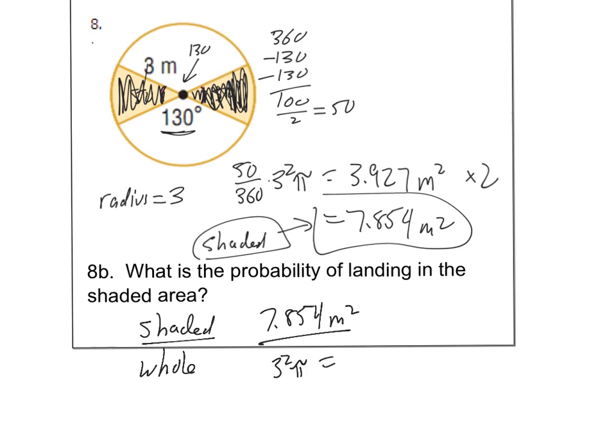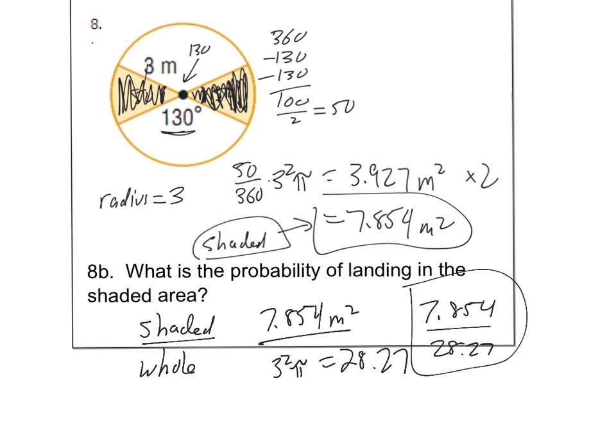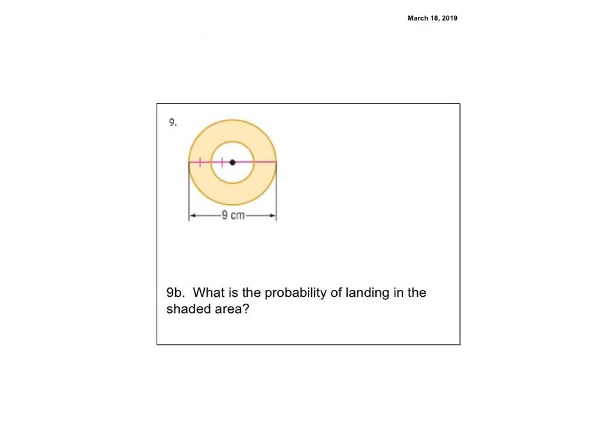So that's going to be 28.27. So I can just leave this as 7.854 over 28.27 and call that good. Or I can actually divide it. When I actually divide it, you get about 27.8%. Okay, but the difference is you just put your shaded over your whole. So if you can do that, then you're going to be fine.